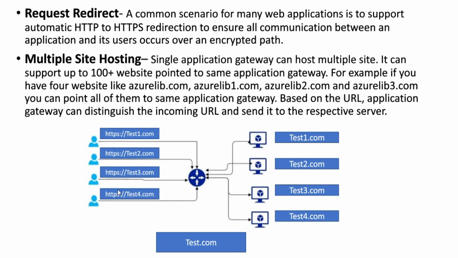In this diagram, these are the 4 requests: test1.com, test2.com, test3.com, test4.com. And we have only a single application gateway, whose domain name is test.com. With the help of multiple site hosting, we are redirecting each request to a particular set of backend pools. So with a single application gateway, we are processing 4 requests to 4 separate backend pools. That's how multiple site hosting works.